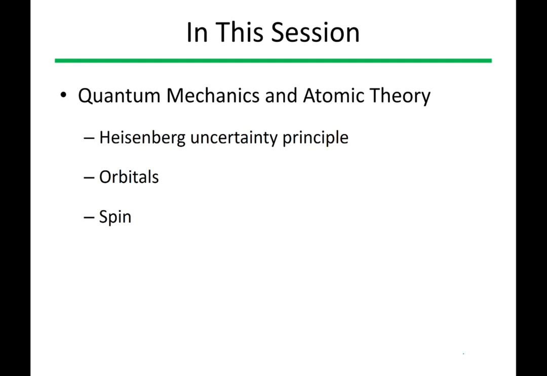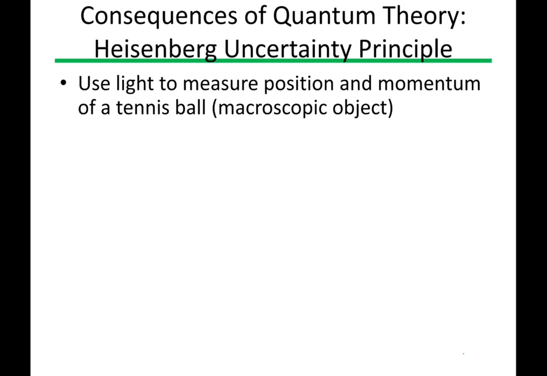In this video, we'll discuss the Heisenberg uncertainty principle, look at some details of orbitals, and discuss the fourth quantum number, spin. So one of the consequences of quantum theory is this Heisenberg uncertainty principle. And we can think about an experiment for this.